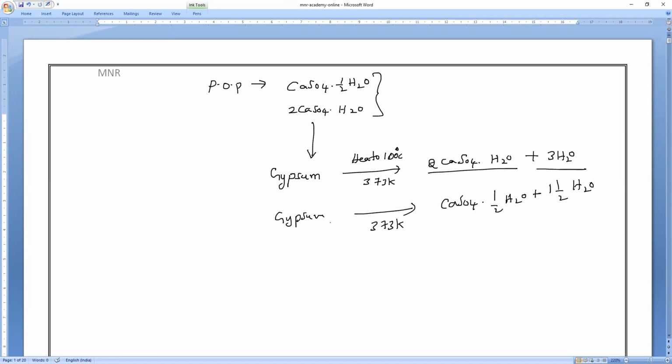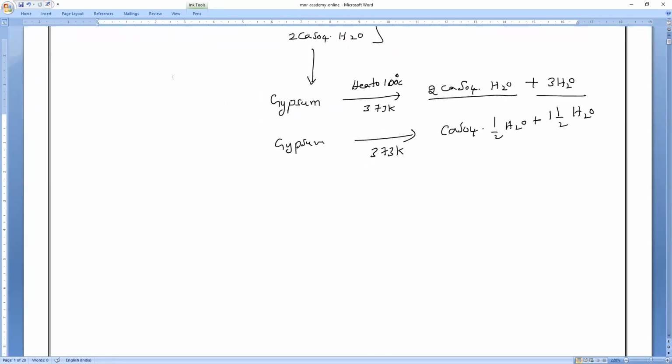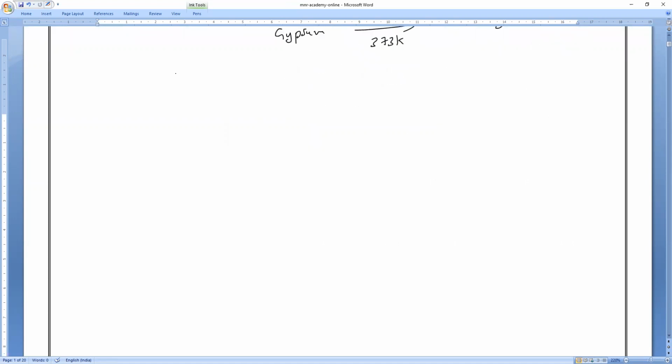And what are the properties of this, and what are the applications? Everything we discussed in our last class. So POP is very, very important, and many times they will ask questions on it. So let us finish this chapter in today's class. Today we are going to discuss the last concept and the most important one, that is water of crystallization. So please write it.